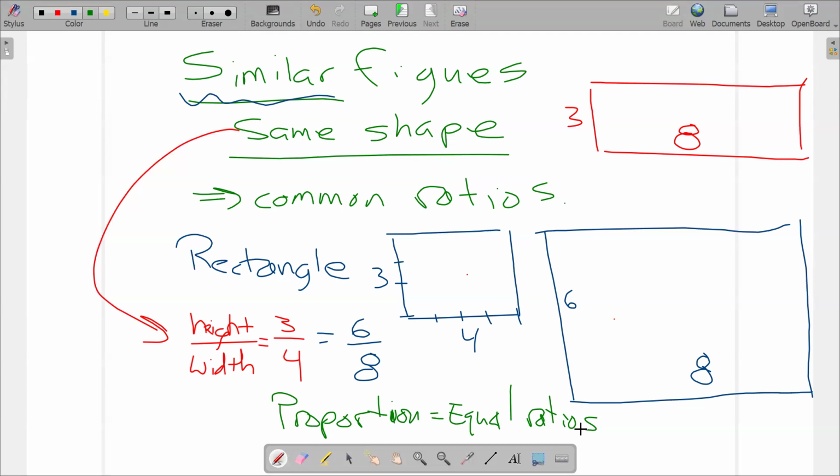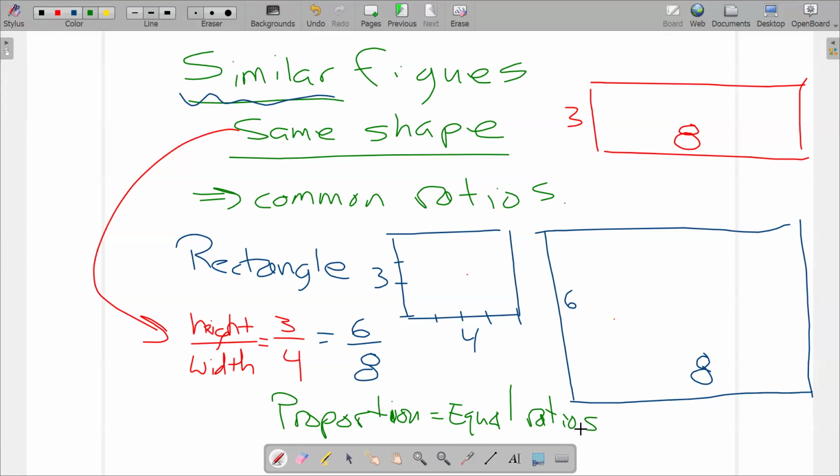So ratio, we just compare two things with division. Proportion is when we set two of those ratios equal to each other. And as far as shapes go, if they're equal, that means those figures have what we call the same shape. Same shape means common ratios. And it's like blowing something up or shrinking it, right? Magnification of an object. Sometimes, though, we don't know all the information about it.